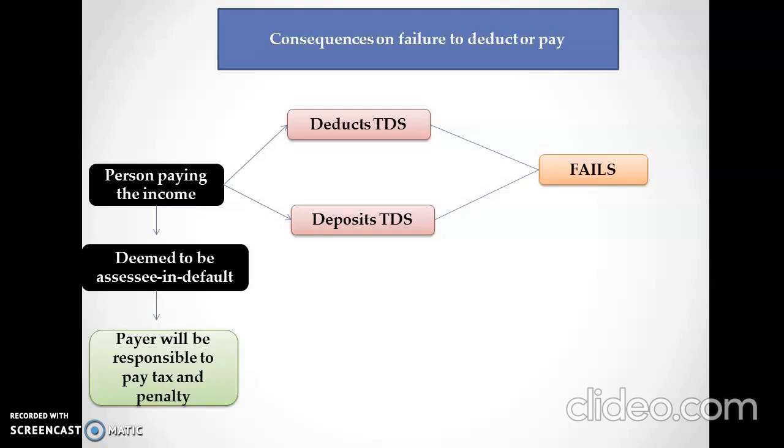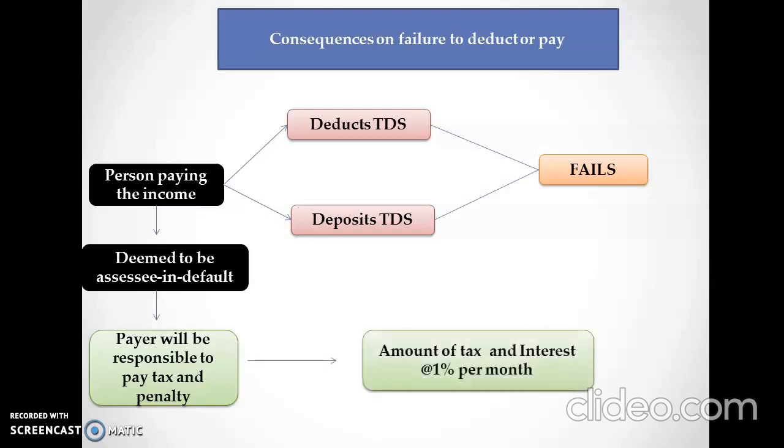That person who is deemed to be assessee in default will pay the tax amount as well as the penalty amount. The penalty amount includes interest at 1% per month. So if any person who is liable to deduct TDS, and not only to deduct but also deposit it with the government, fails in his responsibility, he will be liable to pay the amount of tax plus interest at the rate of 1% per month.